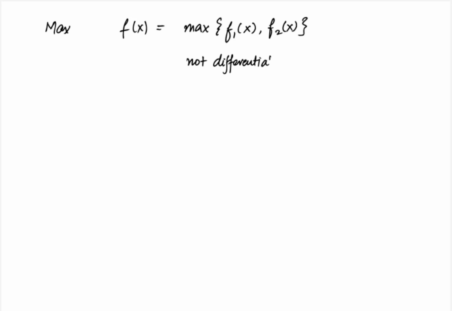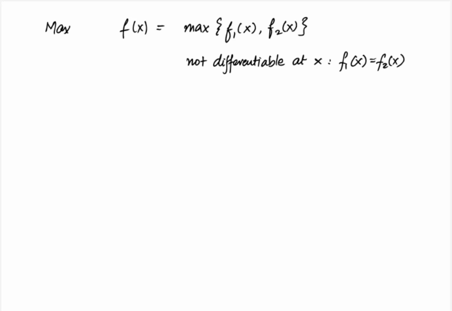Next, let us look at the subgradient of the maximum of two functions. Consider two differentiable functions f1 and f2 and let f of x equal the maximum of f1 of x comma f2 of x. So this function may not be differentiable at a point x where f1 of x equals f2 of x.